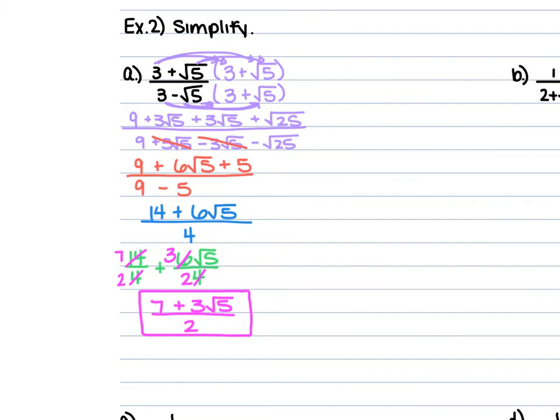Remember with these, if they're not simplified completely, they are wrong. So you have to make sure that you simplify those if you can, especially like I said with the 14, the 6, and the 4, they're all divisible by 2, so divide them all by 2 to give yourself the 7 plus 3 square root of 5 over 2.